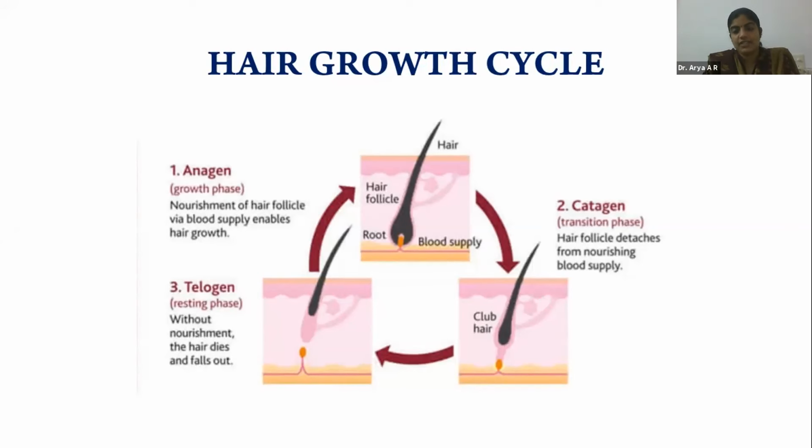The telogen phase is a resting phase. Here, without any nourishment, this hair follicle finally dies out and falls off, because it has detached from the blood supply and is not getting any blood supply and nourishment. Finally, this leads to its death, and eventually the hair falls out. This is the normal hair growth cycle in a human organism.